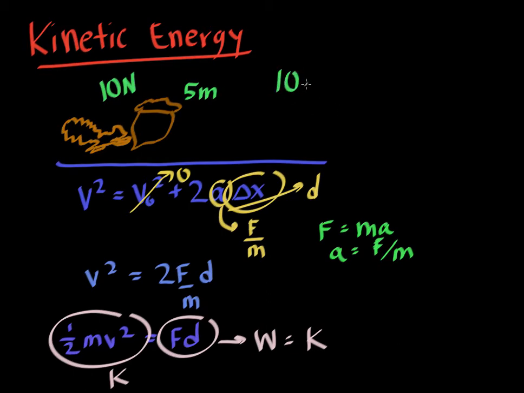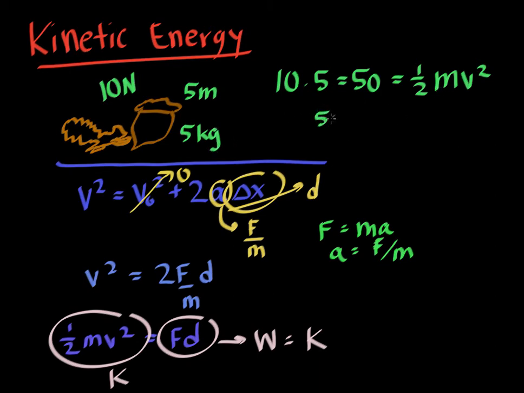So this little squirrel over here, when he pushes with 10 newtons over a distance of 5 meters, we see that 10 times 5 equals 50, and that equals 1/2 mv squared. Now let's say for simplicity's sake that the acorn is very, very heavy. Let's say it's 5 kilograms. This will never happen, but just for our math to make it work out.